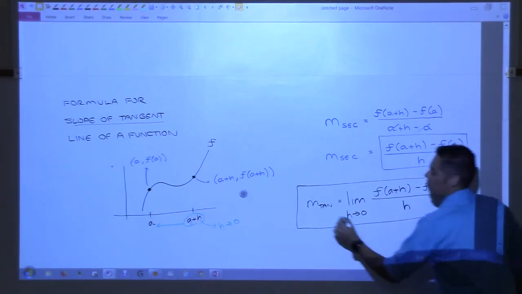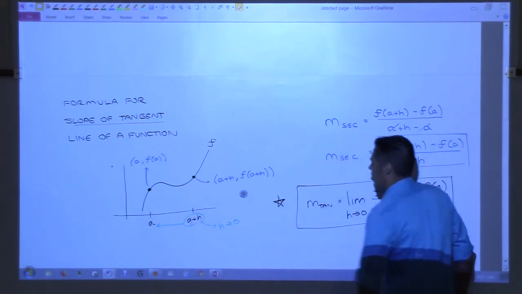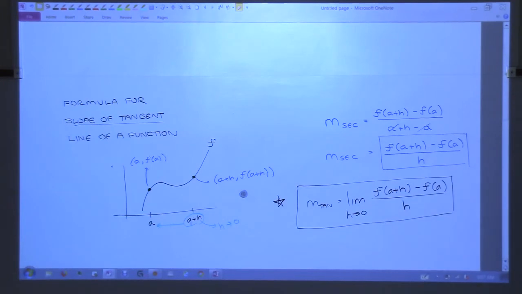Okay, so this is the big one right here. That's the big formula for this section. That will give you the slope of the tangent line.